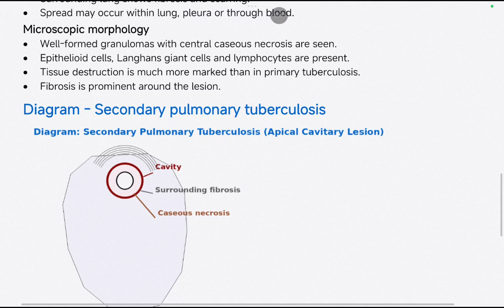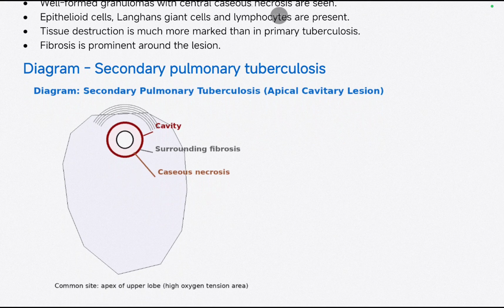Now, you can easily see on the screen the diagram of secondary pulmonary tuberculosis. You will see there are two ring-like structures. The outer one is the surrounding fibrosis. The inner one, inside the fibrosis, is where all the necrosis is going on. So basically fibrosis is acting like a wall, like a border, which is containing all these things from spreading all over.